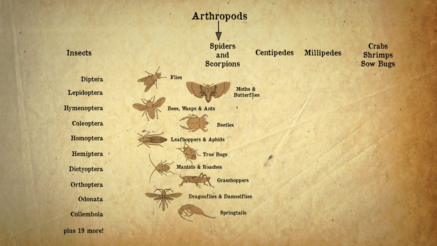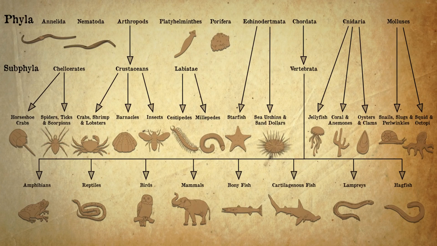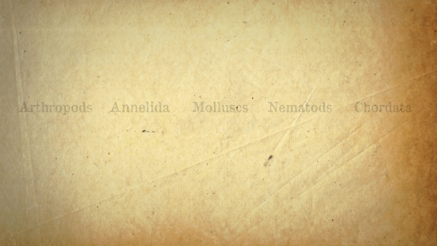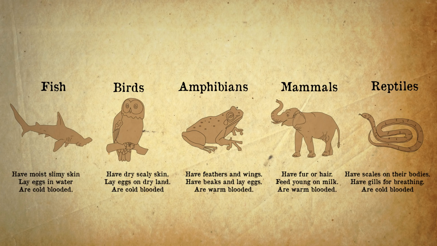So from this video, you should now know that the animal kingdom breaks down into over 30 phyla, with these as the main 5. And then these phyla break down into more detail. The chordata include all vertebrates, which in itself breaks down into lots of different classes, including these 5.